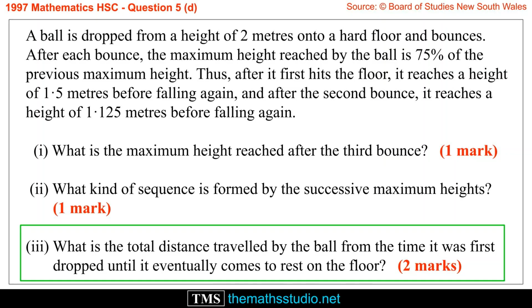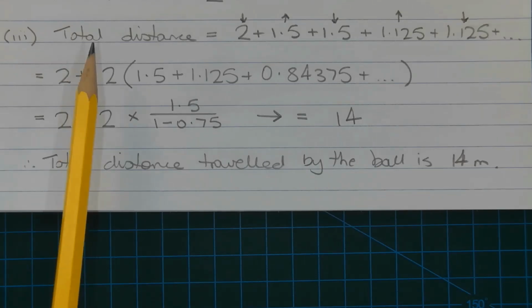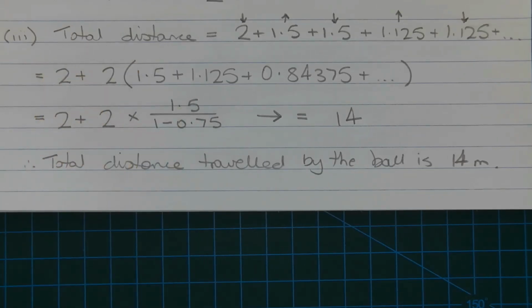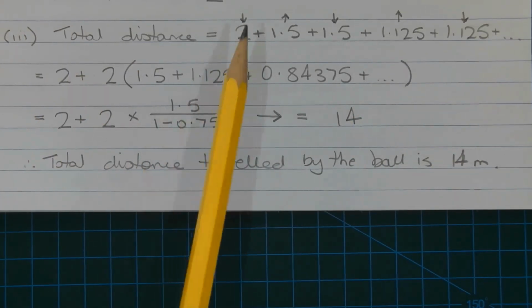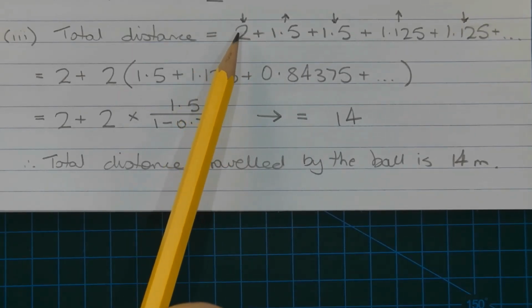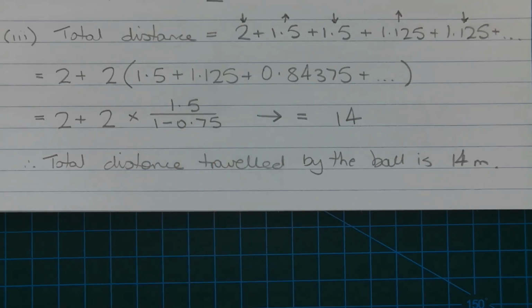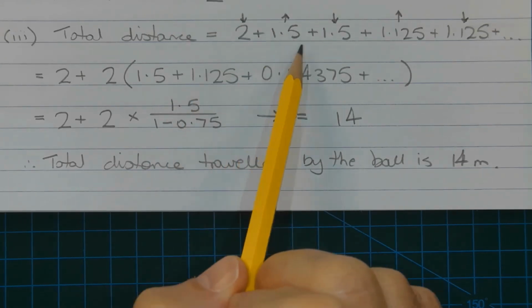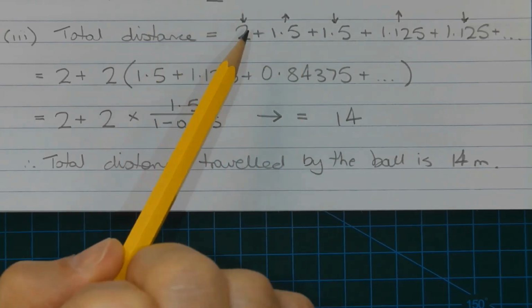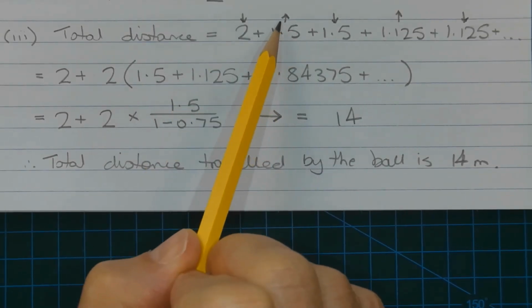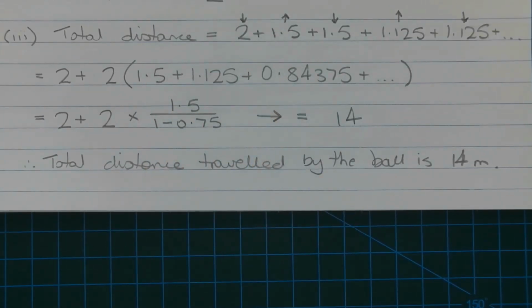Part 3. What is the total distance travelled by the ball from the time it was first dropped until it eventually comes to rest on the floor? From parts 1 and 2, we can model the total distance travelled by the ball using this particular series. Now the ball starts off at a maximum height of 2 meters above the ground. It then falls 2 meters to the ground due to gravity, and it bounces back up to a maximum height of 1.5 meters. And that's why I've used a down arrow here and an up arrow here so we can visualize what is going on.